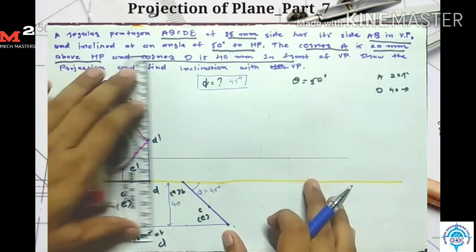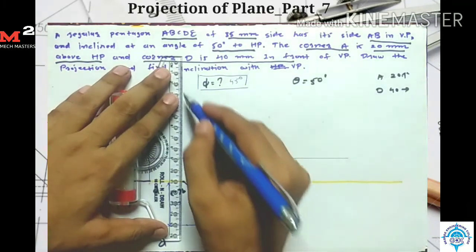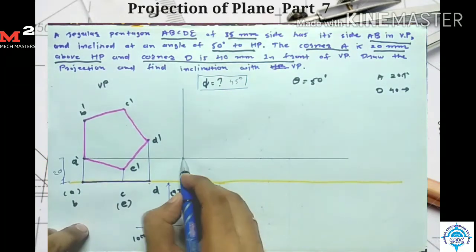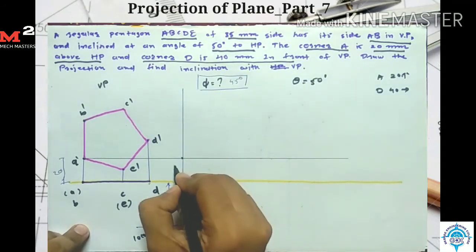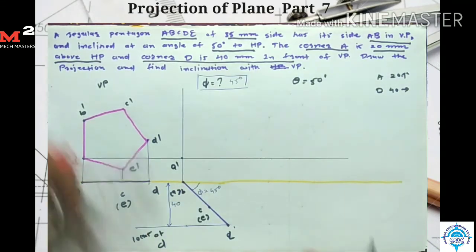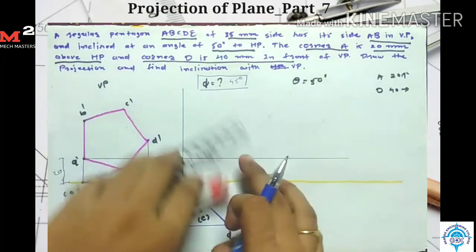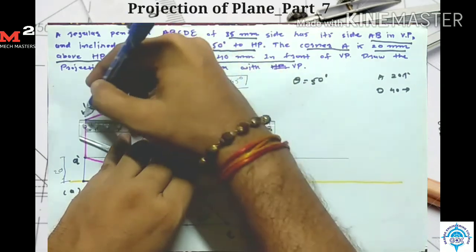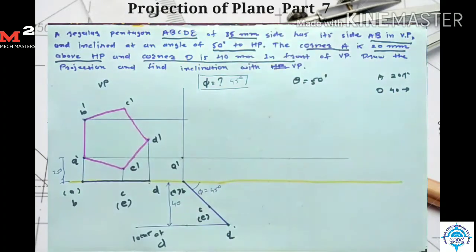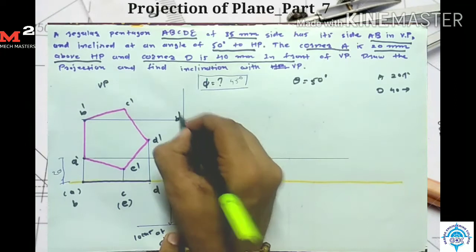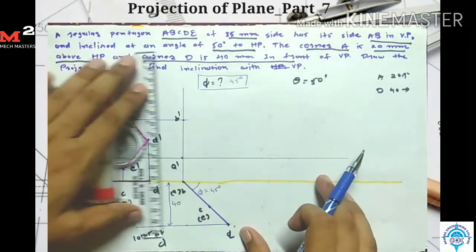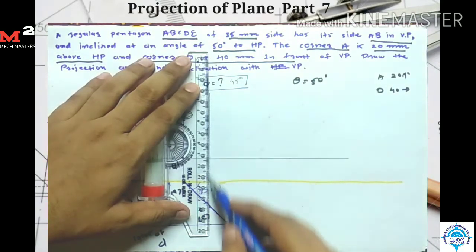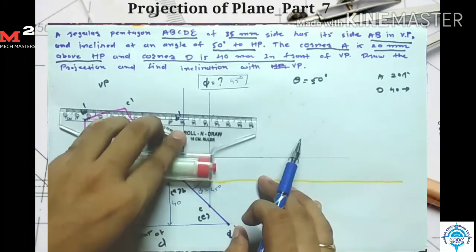For point A, I take the projection from here and from here. So here I get my point A dash. Now for point B dash, I take the projection from here and from here. So here I get my point B dash. Now for point C dash, I take the projection from here and from here.